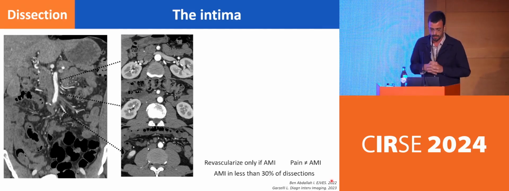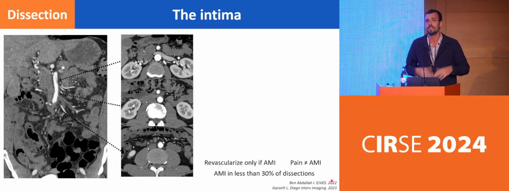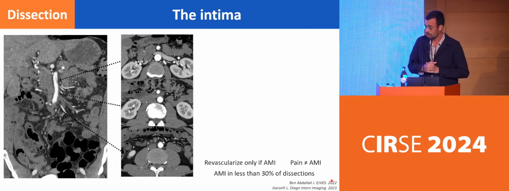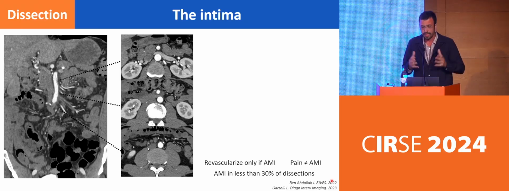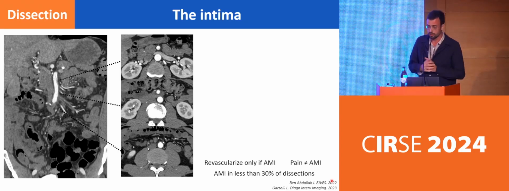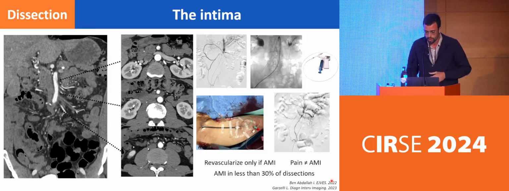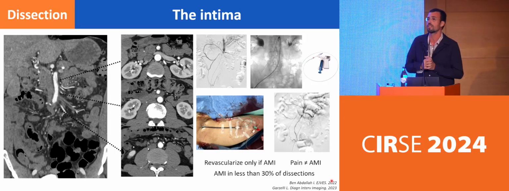Finally, the intima lesion, where you have a mural hematoma that can lead to a complete obstruction of the SMA. The main thing you have to remember is that revascularization is only indicated if there is acute mesenteric ischemia, and AMI occurs in less than 30% of those dissections. And don't confuse abdominal pain with acute mesenteric ischemia, because the mural hematoma itself will cause pain. So to treat those lesions, we tend to use intra-arterial thrombolysis.